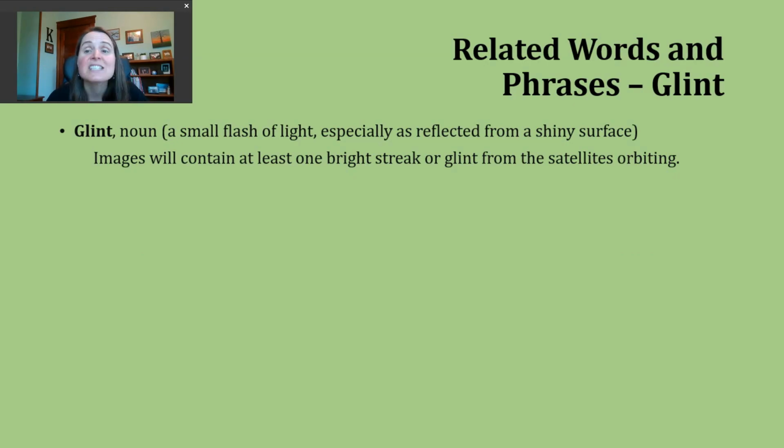especially if it's being reflected from some type of shiny surface. An example of this might be: Images will contain at least one bright streak or glint from the satellites orbiting. So here, again, we're talking about kind of a brief flash of light. This is not like a bright light that is shined and stays on for a long period of time.